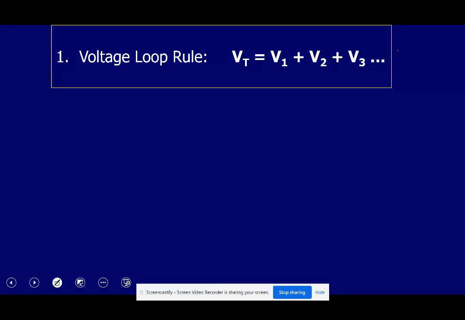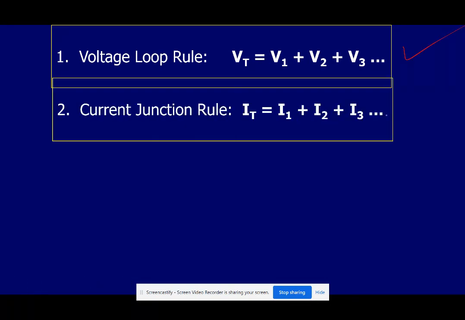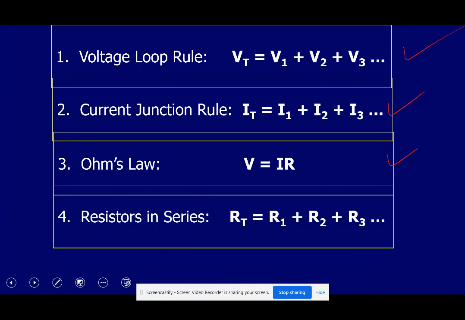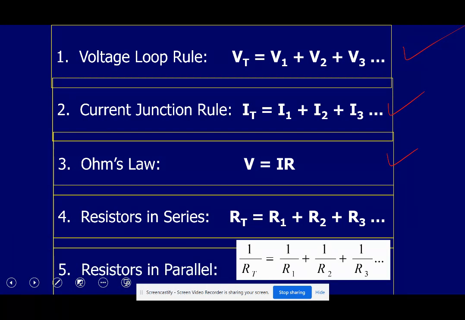This voltage loop rule comes from Kirchhoff's laws lesson. The current junction rule also comes from Kirchhoff's rules, which you guys were pretty successful with last week, the people that turned in their work anyway. Ohm's law is from before the break. You did a lab and an assignment on that, which I have right here and I've marked and inputted. And then just last week, towards the end, we did resistors in series and resistors in parallel. So these are the 5 tools you need to do these.